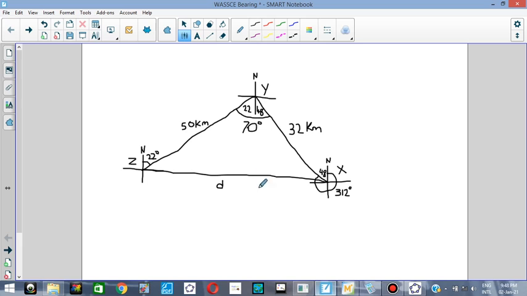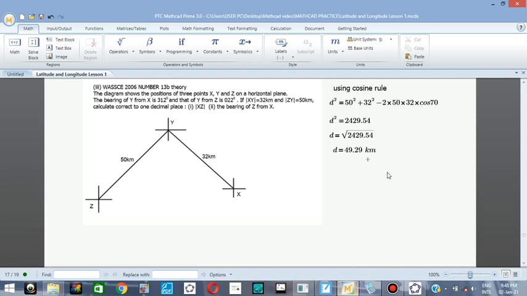So in the diagram you can see it, the distance xz, which is from here to here, is 49.29. The question says we should take it to 1 decimal place, which is going to be 49.3. So to one decimal, d is equal to 49.3 kilometer. So that is all with this first part of the question.